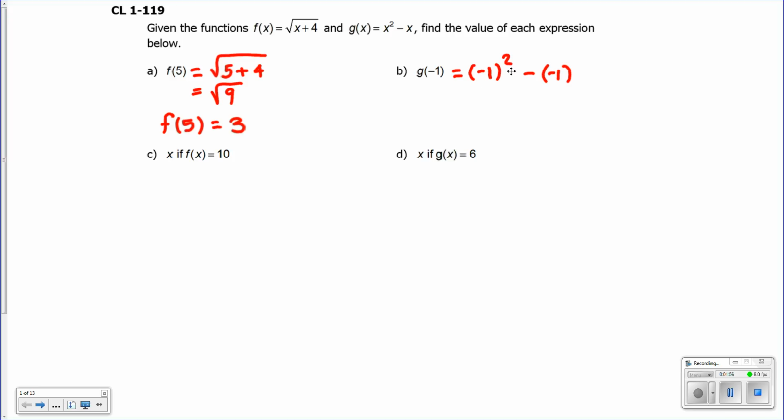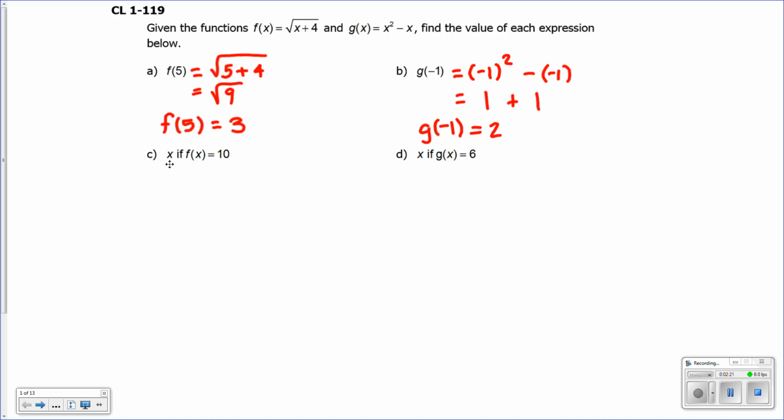When you're putting in negatives, I always put parentheses around them just to be safe. So -1 squared is like saying -1 times -1, which is +1. And when you subtract a negative, it's the same thing as adding a positive. So we end up with 1 plus 1, which is going to give us 2. So g of -1 should give you 2.